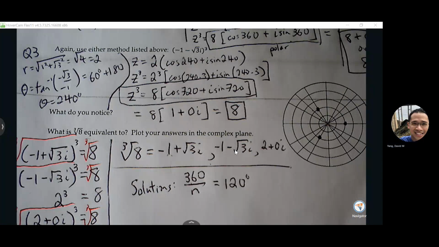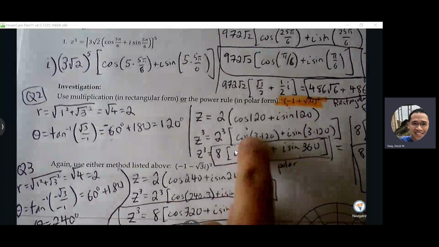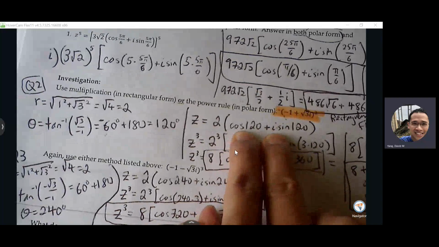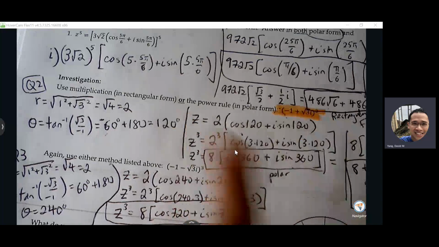I'm sorry. Yeah, so the negative 1 plus root 3i, that's the same thing as 2 cosine 120 plus i sine 120. So if I know my radius and theta, it's easy for me to plot those points.